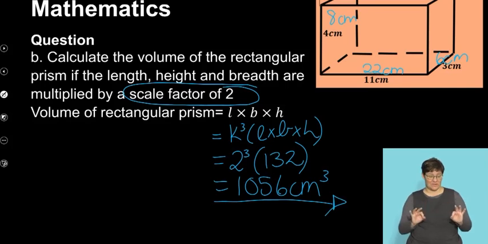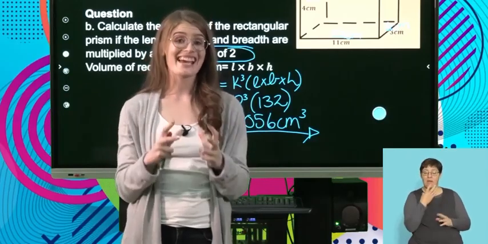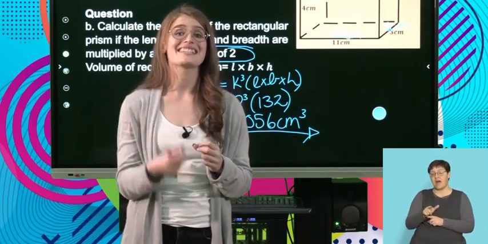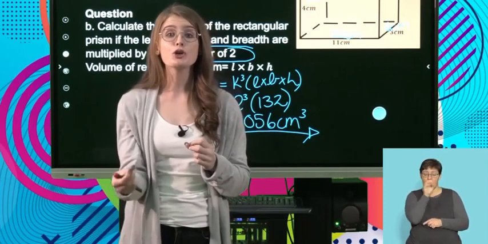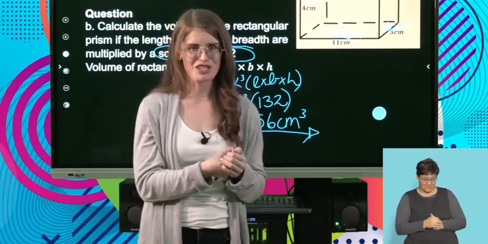Great, everyone. I hope that you're with me so far. Just remember that when I've got a scale factor influencing a rectangular prism, it is going to be the scale factor cubed multiplied by the original volume. Let's go to the next part of the question.